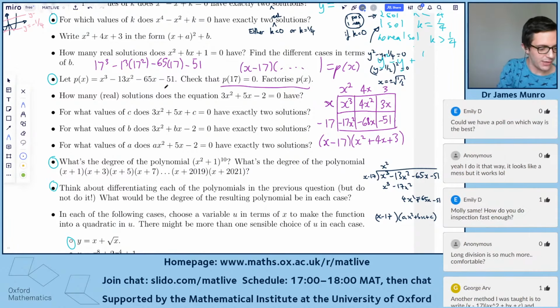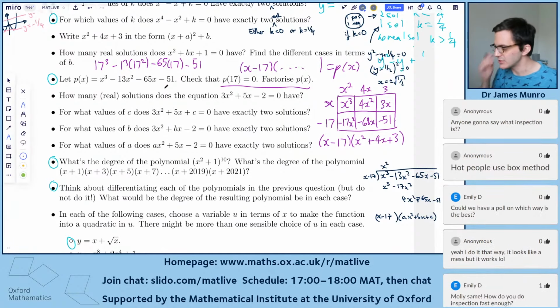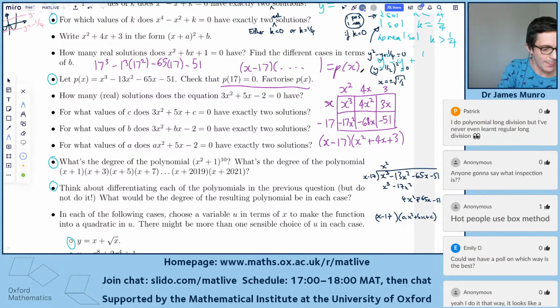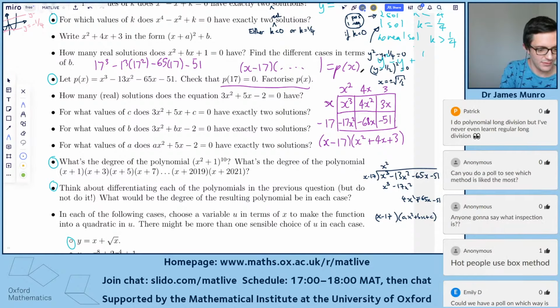I'm going to do a poll. Yeah, we should maybe explain what inspection is. What do people mean by inspection? Possibly just quickly writing down these terms by doing all of this maths in your head really quickly. I was just trying to talk about inspection and my internet dipped again. I think someone asked if we could demonstrate how you do this by inspection. Oh yeah, do you want to do that? Yeah, I can do that.